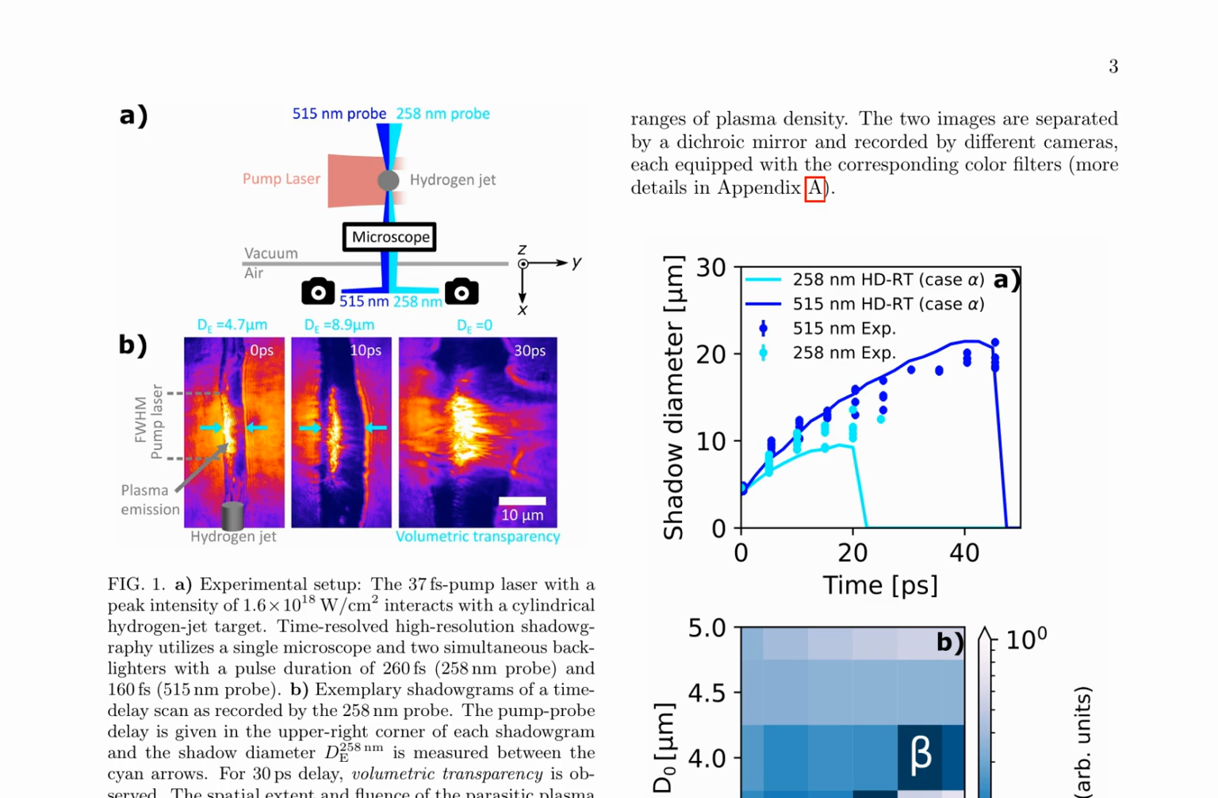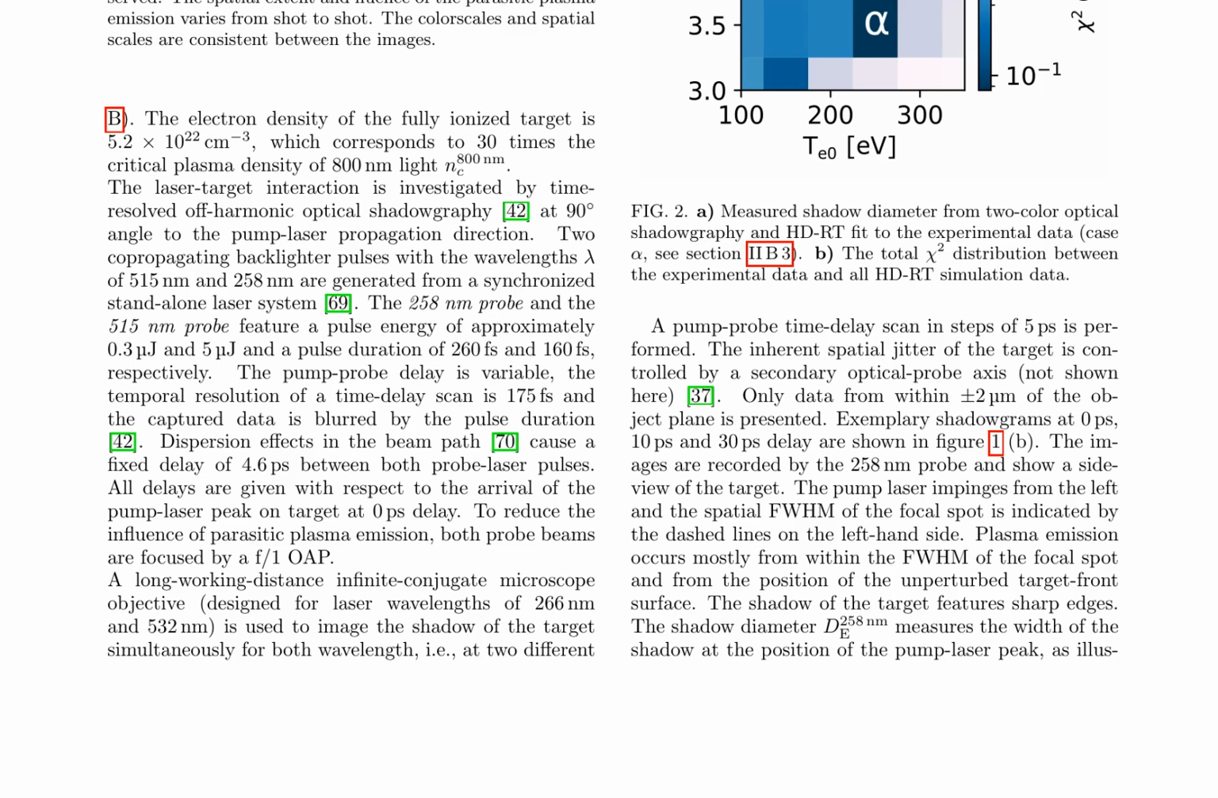The measured shadow diameter from two-color optical shadowgraphy is shown in Figure 2a, with a pump-probe time delay scan in steps of 5 ps. The shadow diameter increases with pump-probe delay until volumetric transparency sets in, which occurs between 20 and 25 ps for the 258 nm probe and between 45 and 50 ps for the 515 nm probe. The difference between the shadow diameters enables the calculation of the corresponding scale length L0, assuming an exponentially decreasing plasma density surface.